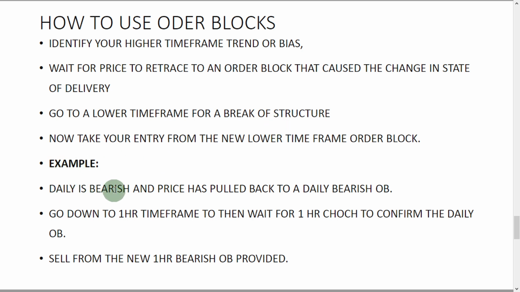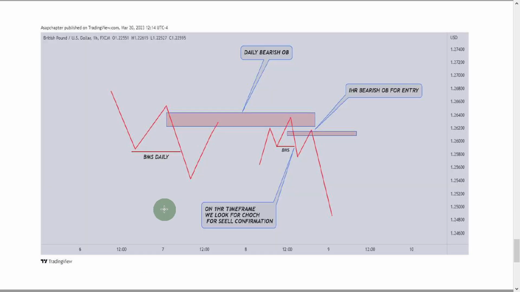So let's say we are bearish on the daily, and price pulls back to a daily bearish order block. Now we are not just going to sell right away from the daily bearish order block, but when price gets to the daily bearish order block, we are going to wait and watch the 1 hour time frame. And on the 1 hour time frame, we are going to wait for what? A change of character or a market structure shift, to confirm that the daily bearish order block would move price down. So when we get the market structure shift or the change of character on the 1 hour, the 1 hour will give a new bearish order block, and that's where we are going to sell from. Let me give you an illustration.